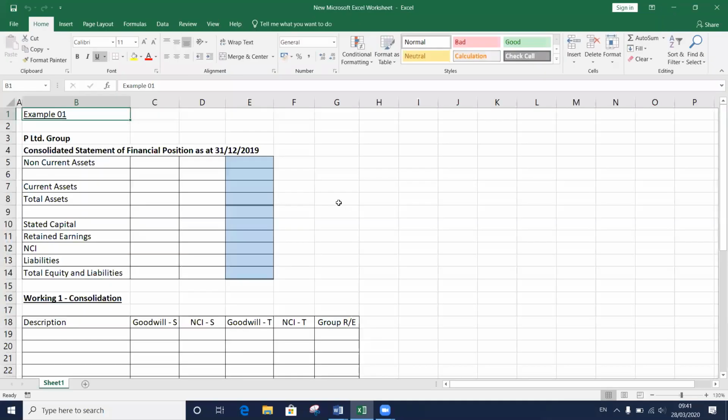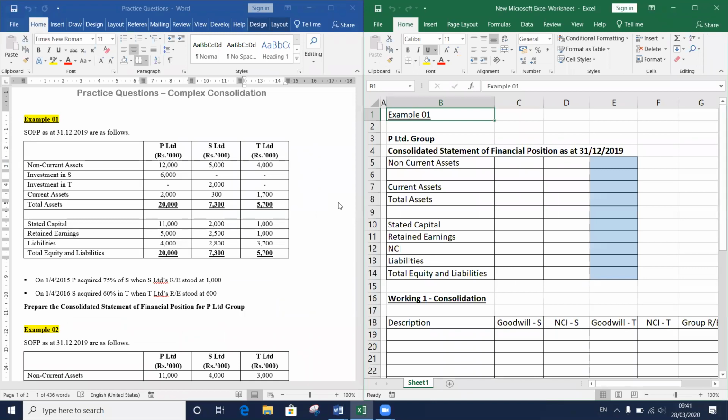Now we can prepare the consolidated statement of financial position for P Limited Group. Right? Remember here all the assets and liabilities, we need to do the line by line addition.